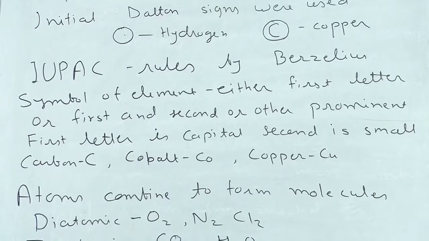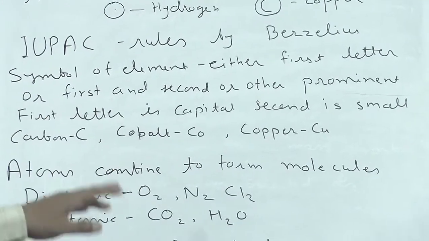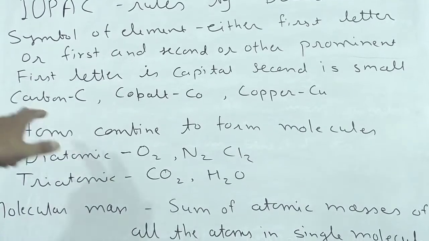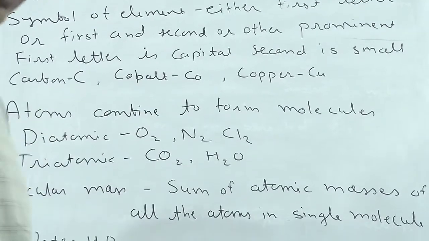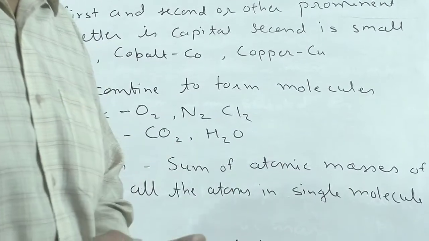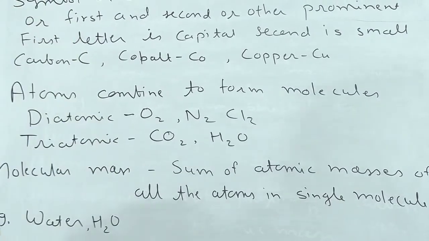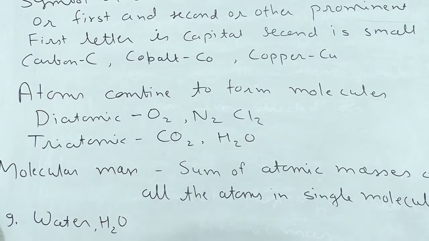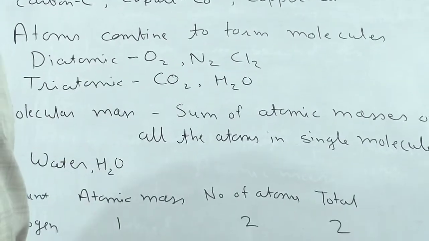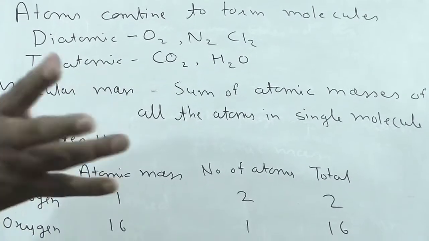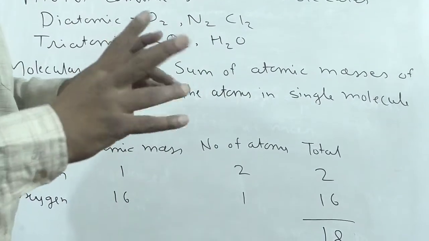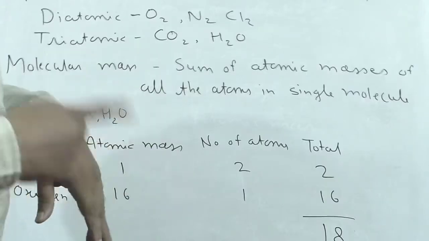See, there are many things we will discuss. Atoms combine to form molecules. Small atoms combine to form molecules. Like oxygen, but oxygen is always a diatomic molecule, always present as O2, getting, and not single O. Nitrogen is N2, diatomic. 2 nitrogen atoms combine to form an N2 molecule.